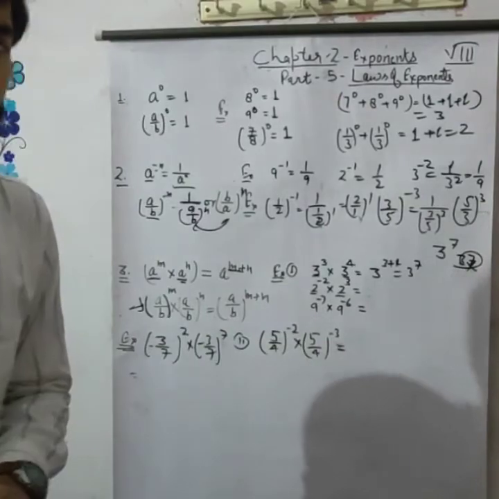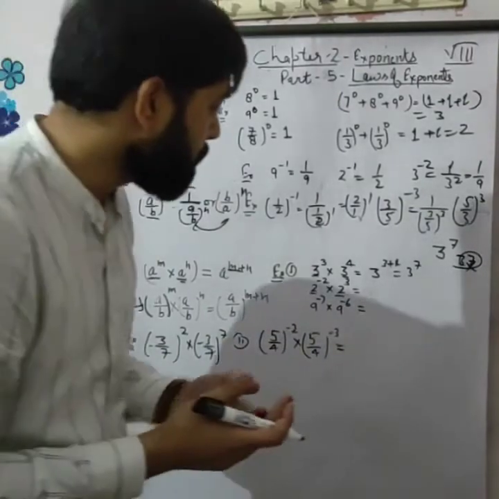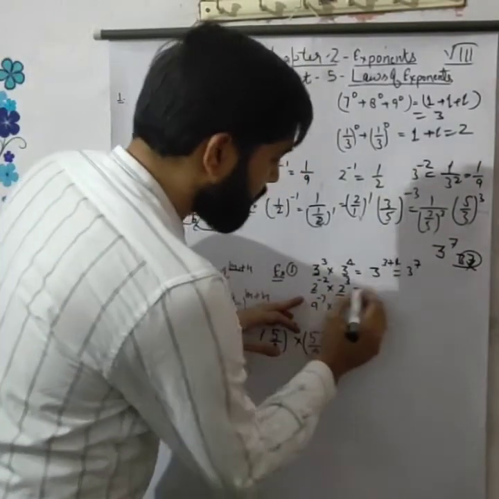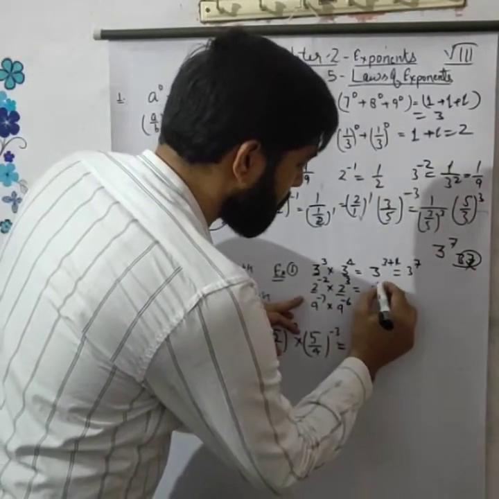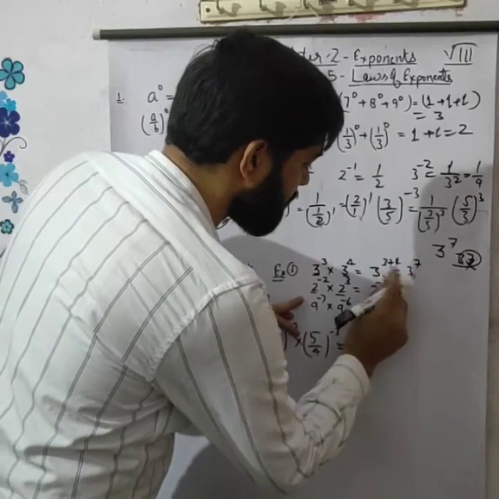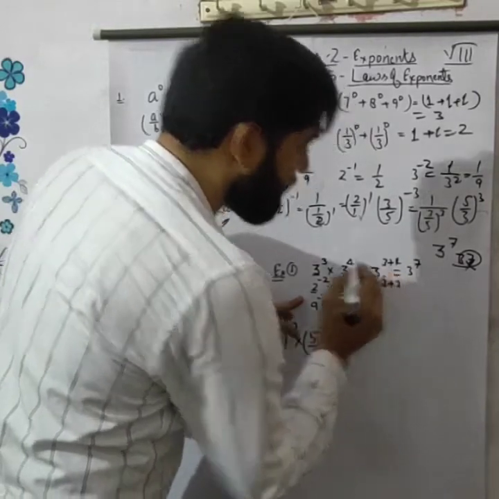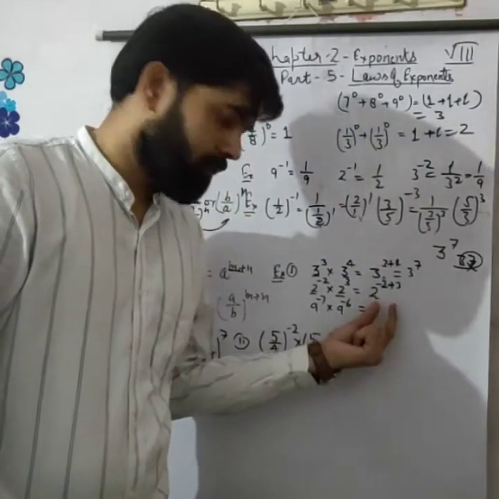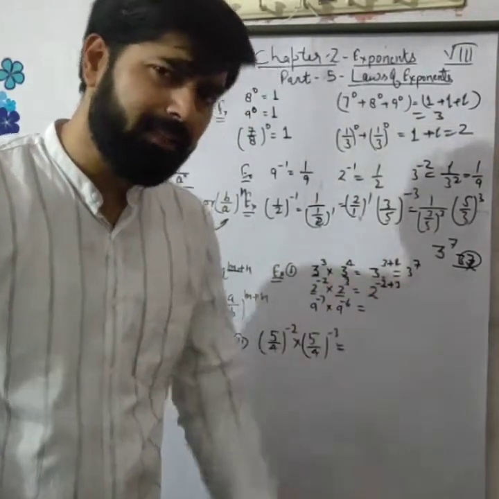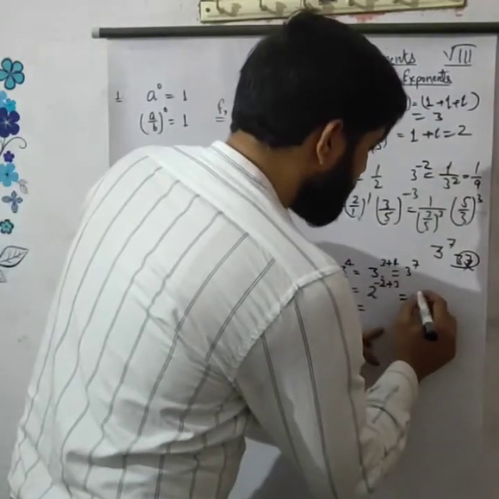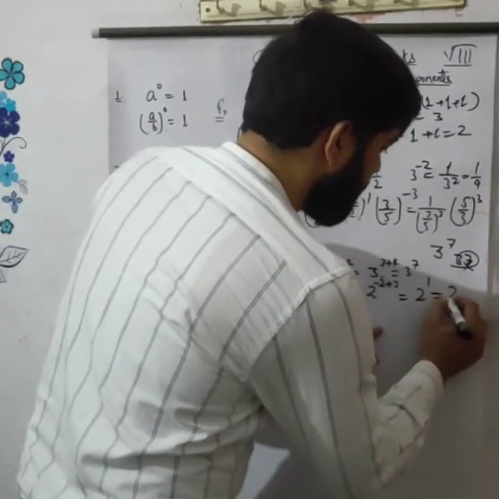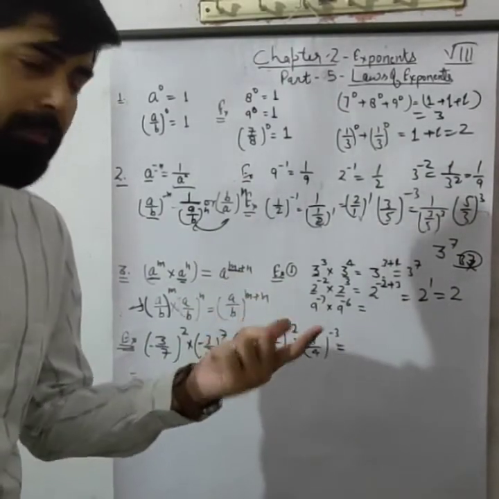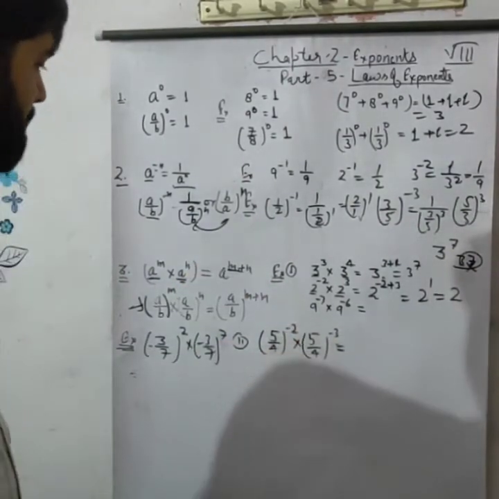Then the second is 2 raised to the power minus 2, multiplied by 2 raised to the power 3. Look here, both bases are the same. So we write 2 raised to the power minus 2 plus 3. Then the answer will be 2 raised to the power 1, or you can also write the value 2, only 2, because 2 raised to the power 1 means 2 multiplied 1 time.